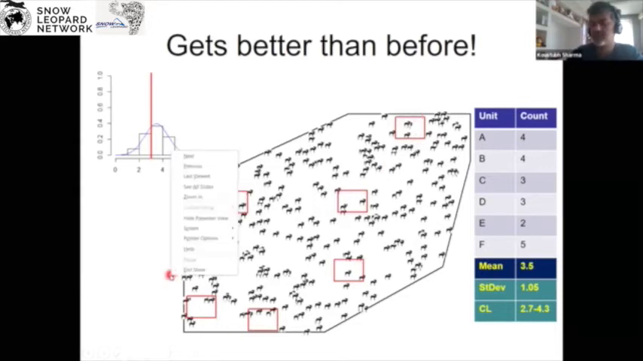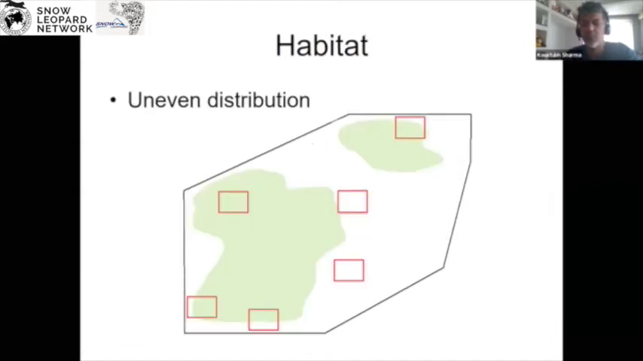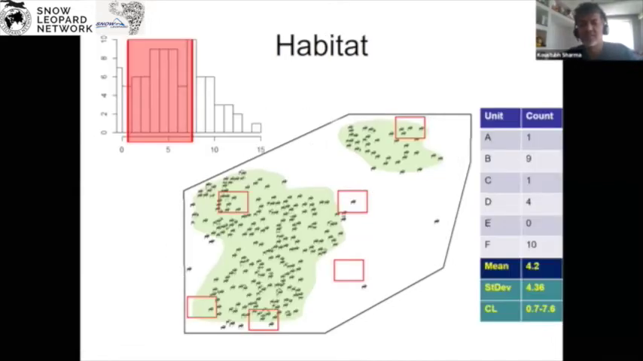All that has happened is, this is how the distribution is. Now, when I sample this area using the same design as above, we end up with a similar mean. Now 3.5 has become 4.2. In another sampling exercise, it could have become 3.0 or 2.5 or something. But look at the standard deviation. This has gone wide. It has become 4.36. In other words, my confidence intervals have really bloated from what they were to 0.7 to 7.6.